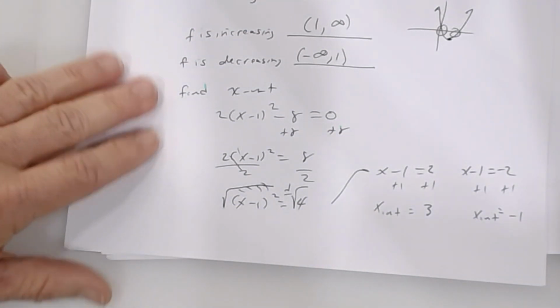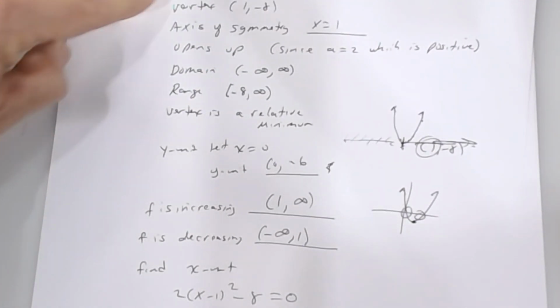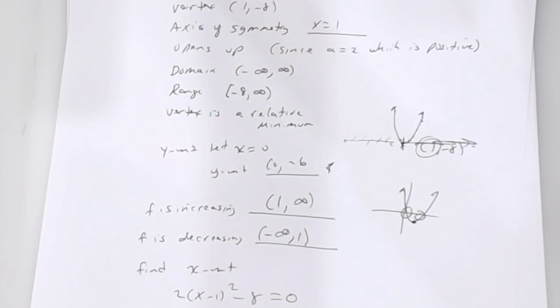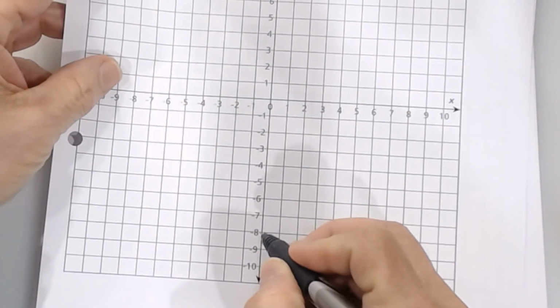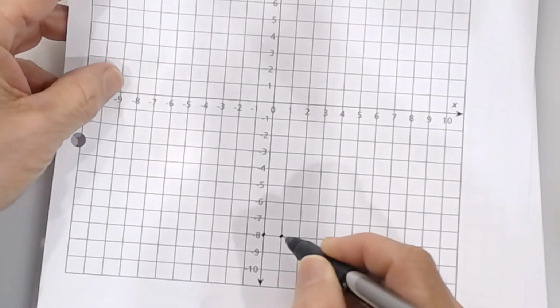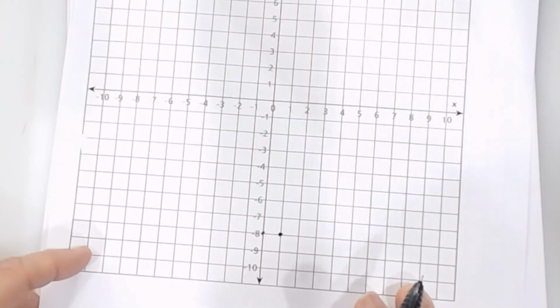All right, so we're going to graph this. Just follow the information. What do you need to graph a parabola? Vertex. What's a vertex? 1, negative 8. I'm going to go ahead and use this one. All right, 1, negative 8, right? Oops, I'm sorry. 1, negative 8, right here.